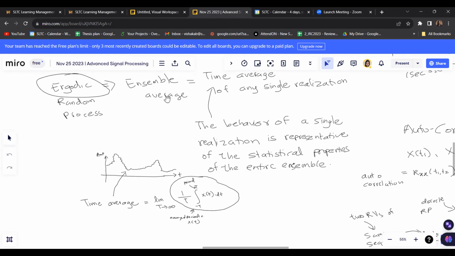right? Ensemble average value we can obtain by taking the average over all the amplitudes we can observe in a certain time instance. And then time average we can find by taking the average of all the amplitudes that we see over all the time instances. And if we see that those amplitudes that we find as the average are equal, then the process is known as an ergodic random process.